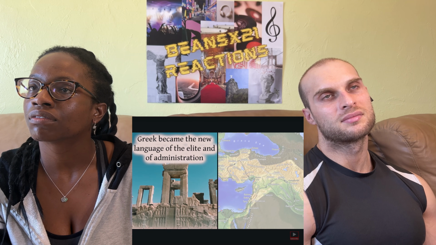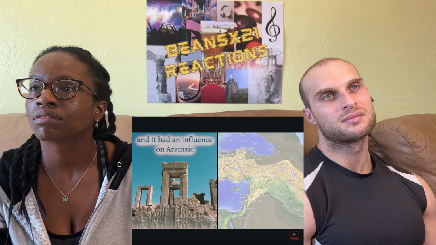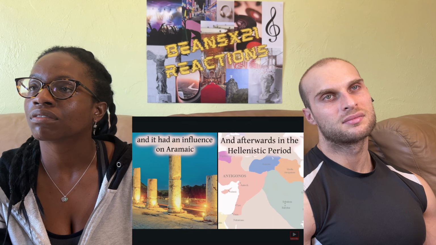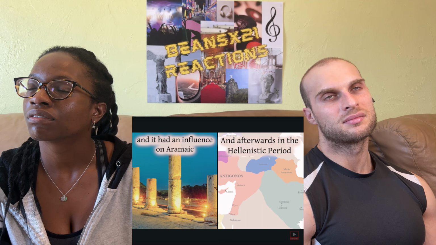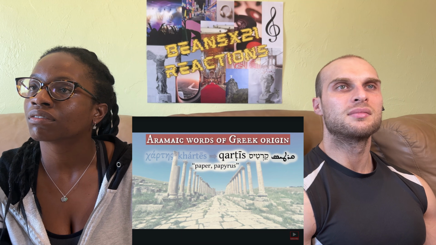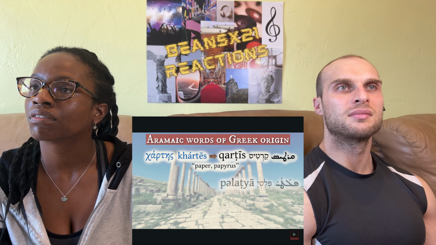Greek became the new language of the elite and of administration, and it had an influence on the lingua franca Aramaic, both during Alexander the Great's rule and afterwards in the fragmented kingdoms of the Hellenistic period, when heavy Greek influence continued. Some words borrowed from Greek into Aramaic are aratis, meaning paper or papyrus, from ancient Greek kartes, plotya, meaning a street or an open square, from ancient Greek plateia, zog, meaning yoke or pair, from ancient Greek zeugos.